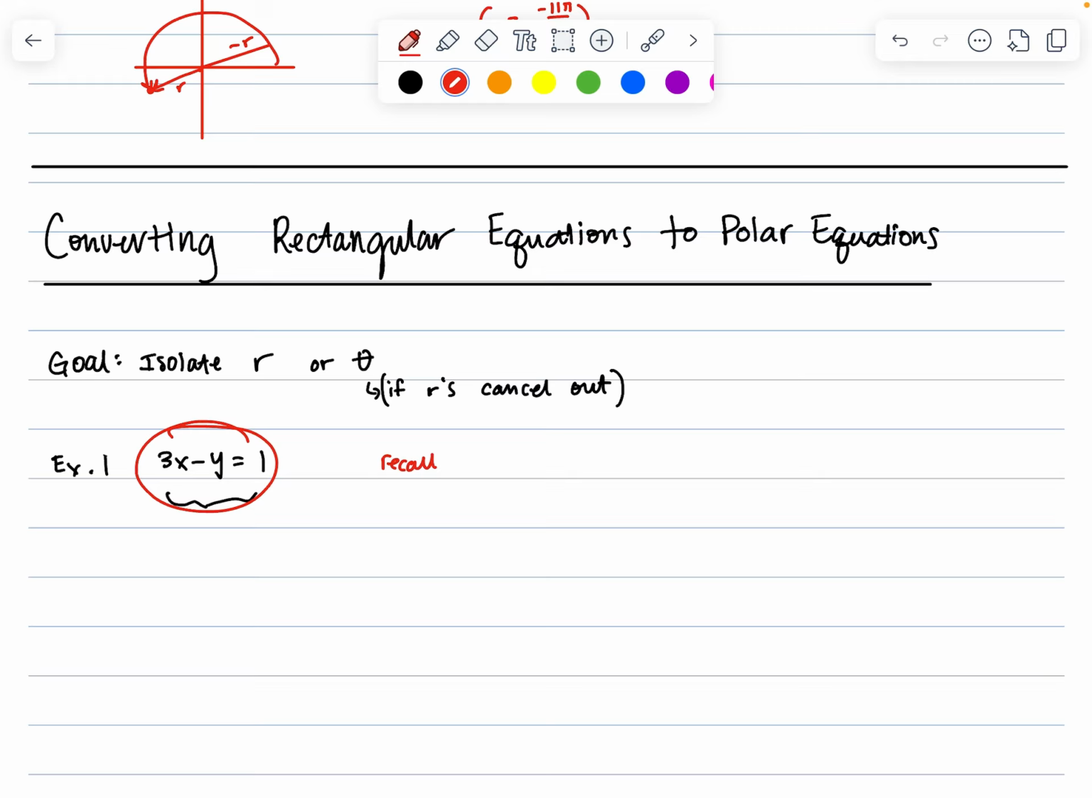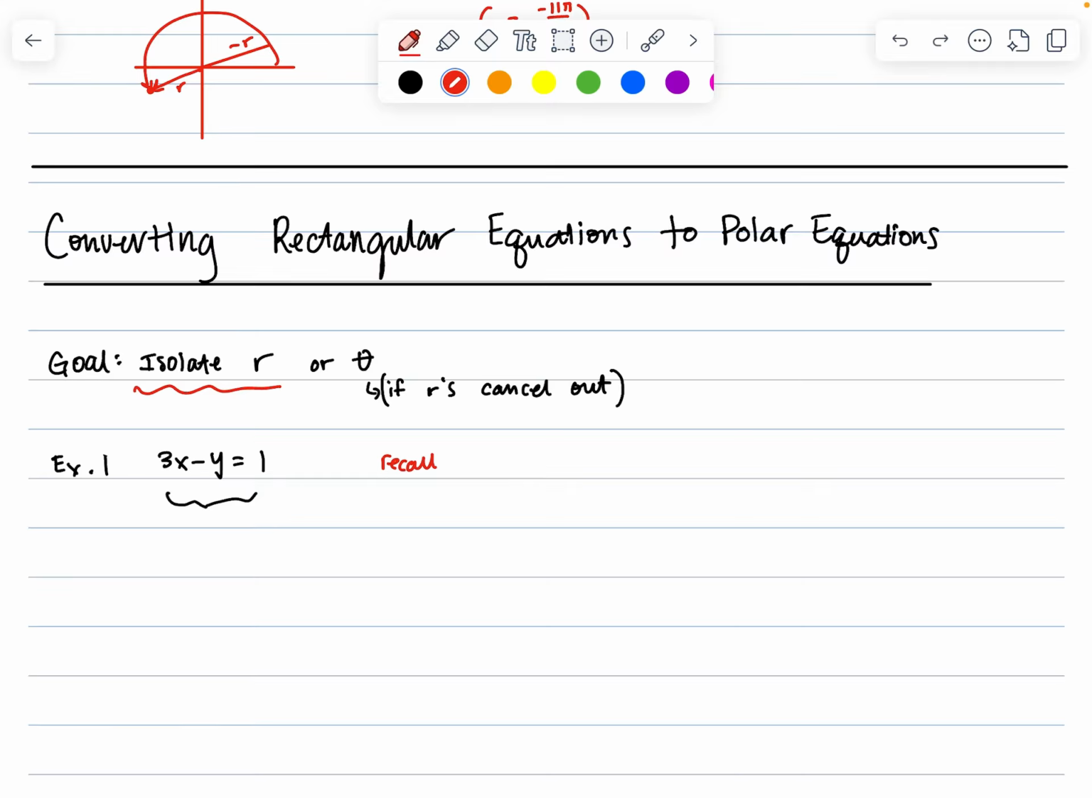Those are the polar coordinates. Rectangular equations are written in terms of x and y, and polar equations are written in terms of r and theta. So our goal today is to take a rectangular equation and convert it to a polar one. We're going to change all of the x's and y's into r's and thetas in some way, shape, or form. Our goal ultimately is to isolate r if we can, and if we cannot, or if r cancels out, then we isolate theta.